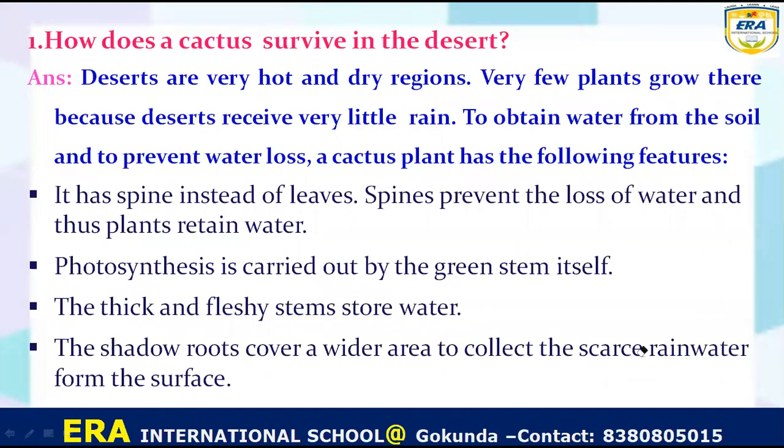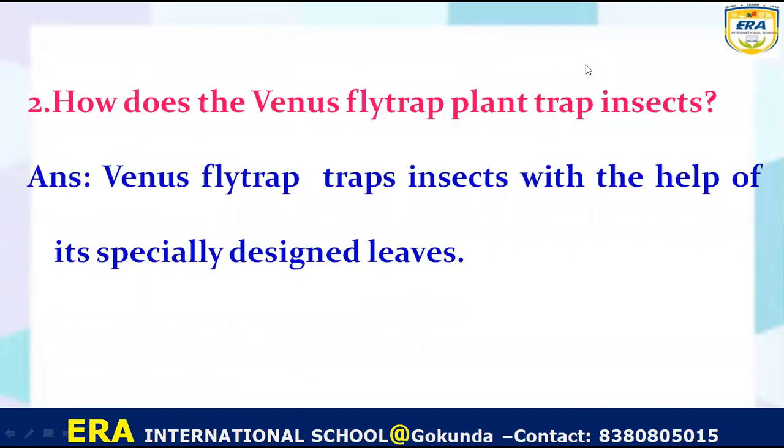Okay, next question. Question number two. How does a Venus flytrap plant trap or catch the insect? The answer is that Venus flytrap plant traps the insect with the help of specially designed lures. Understand? The Venus flytrap plant has specially designed lures. With the help of these specially designed lures, it traps or catches the insect.